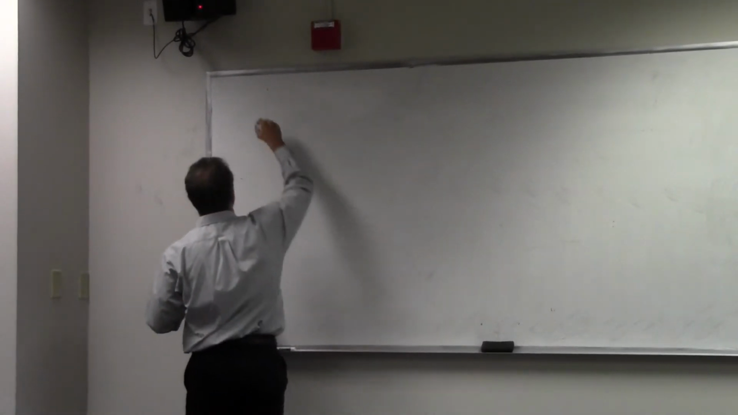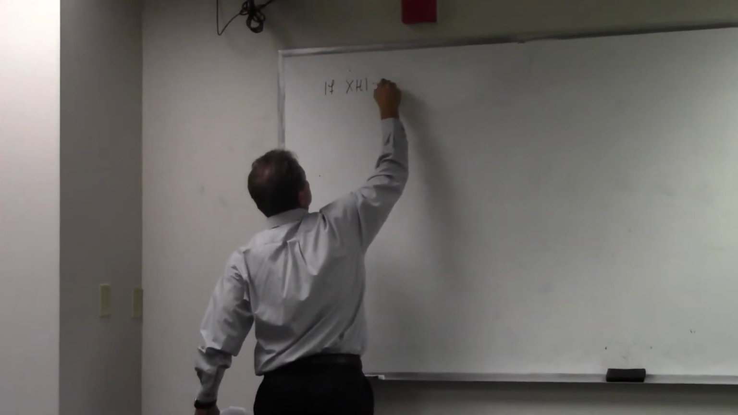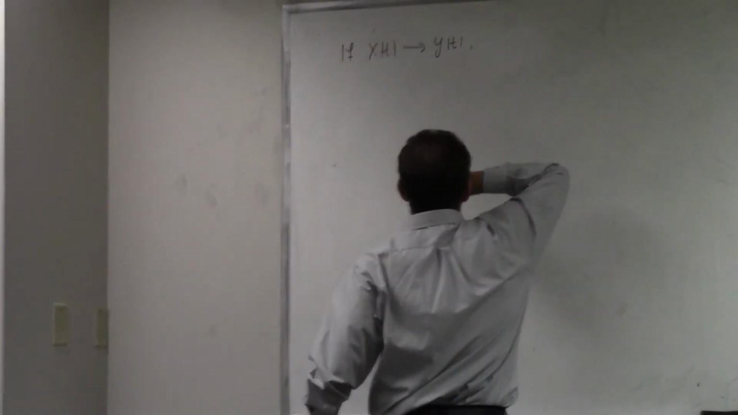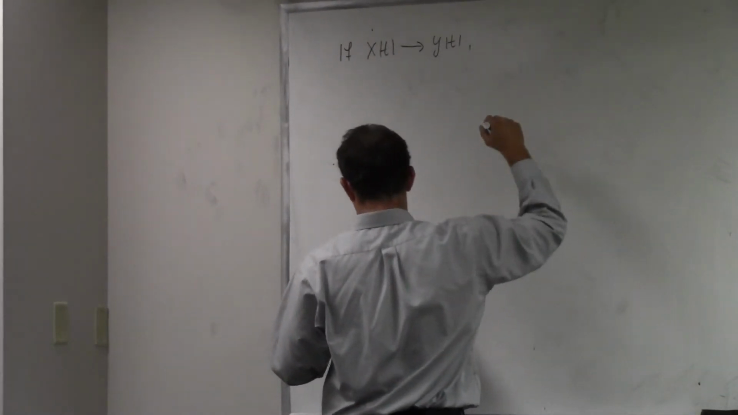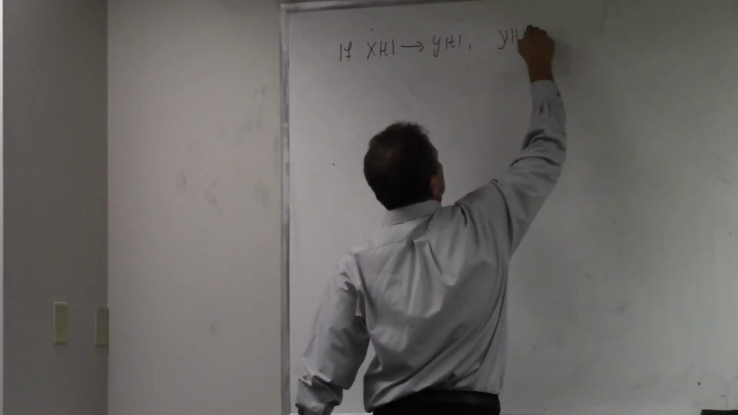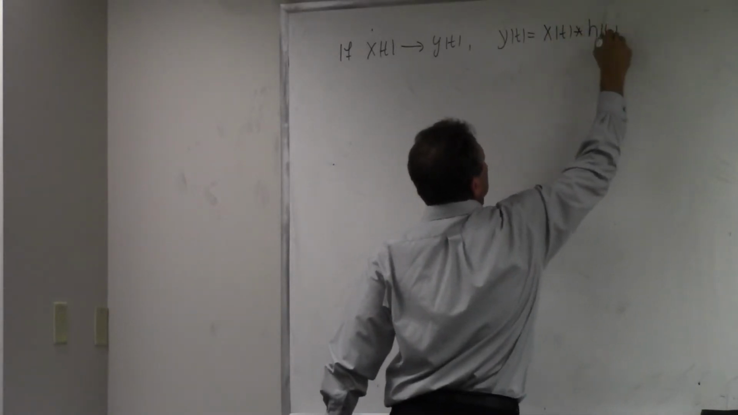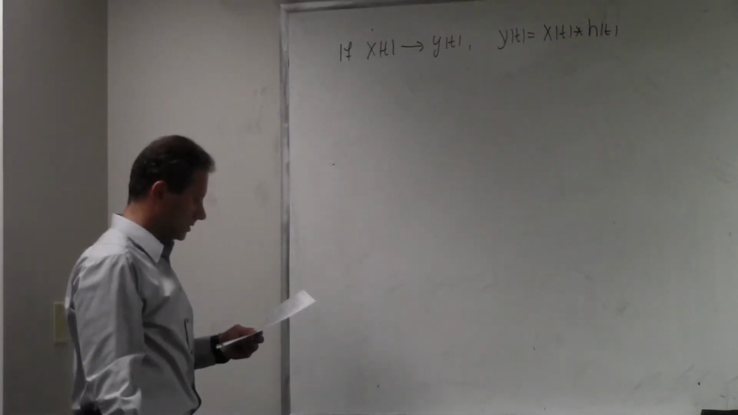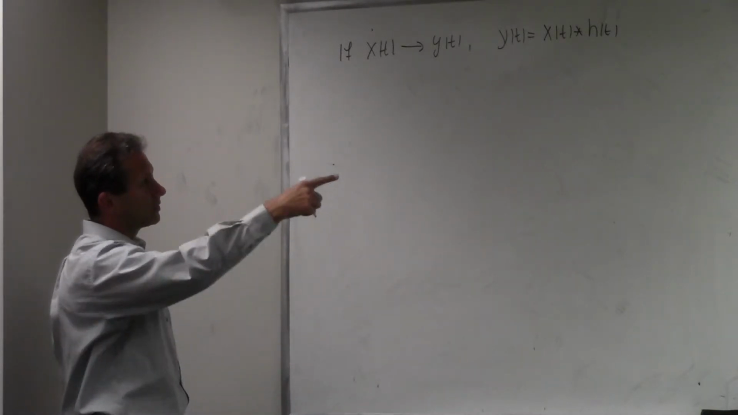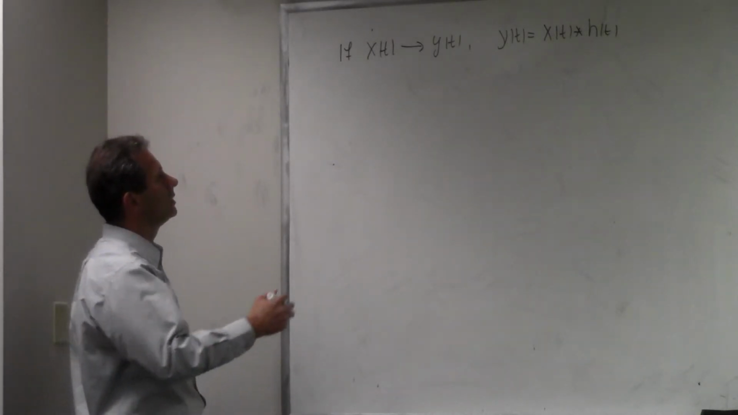And this is the summary. If x of t results in an output y of t, where this is a linear system, meaning that y of t is equal to x of t convolved with h of t, then we have two properties that we discovered by looking at the concatenation of the linear system with either a differential or an integral.